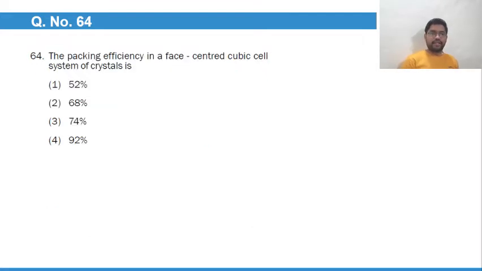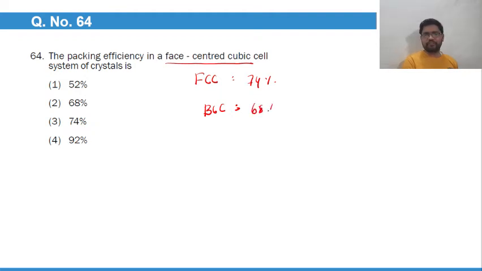64. The packing efficiency of face centered cubic cell FCC. The packing efficiency of FCC is how much? 74%. You have to remember this. It will be great if you remember the values. And BCC is around 68%, if my knowledge serves me right. And simple cubic unit cell is around 52%. So we'll go with 74% FCC.